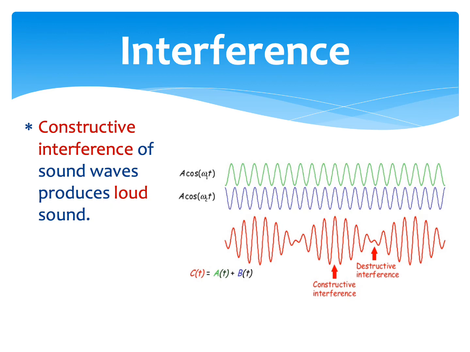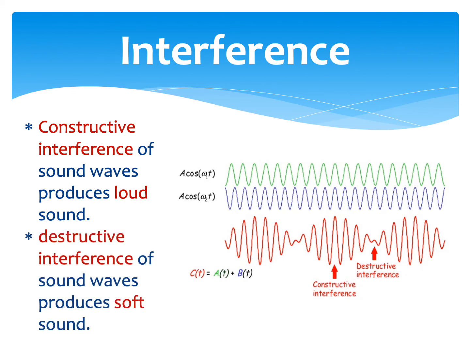If sound waves make a constructive interference, they will produce a loud sound because, as we said, the amplitude is very high. Intense wave. Intense wave means loud sound. If the interference is destructive, the sound waves will produce a soft sound. Why? Because the intensity of the wave is low and the amplitude is low.